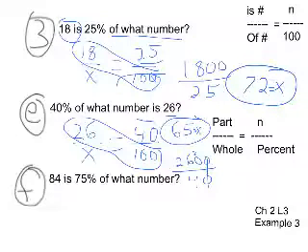Alright, now what I'd like you to do is I want you to try one last time on F. 84 is 75% of what number?